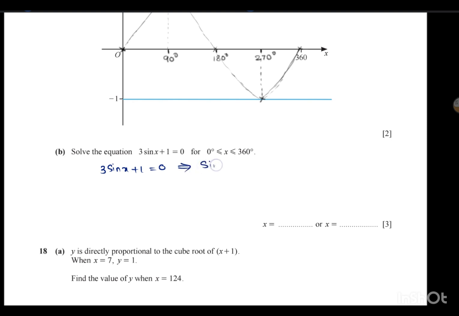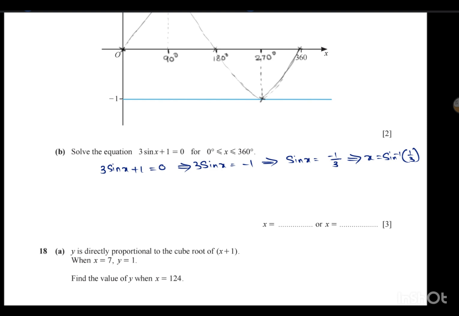Keep 3 sin x on the left hand side. You bring 1, you get minus 1. Then keep sin x and bring 3 onto the other side. It is minus 1 by 3. This again, if you take x, then it will be sine inverse of 1 by 3. Minus 1 by 3 cannot be taken because our values are from 0 to 360.